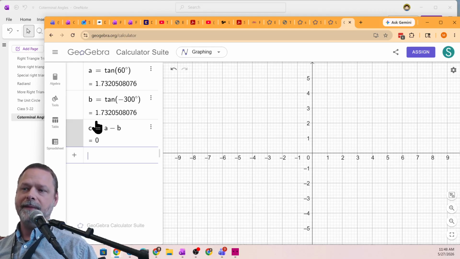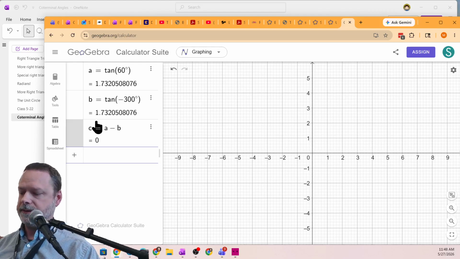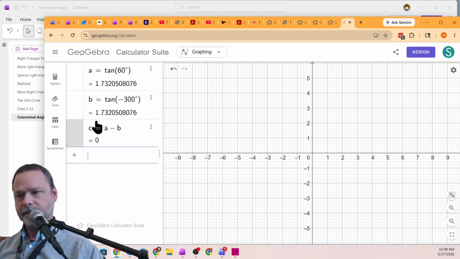Now we haven't talked about how to get exact values for these angles. That's going to be coming up next. So we're going to be finding coterminal angles, and then we're going to be finding the trig functions of those angles.